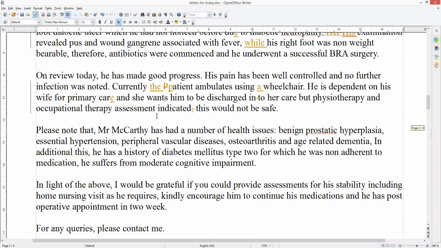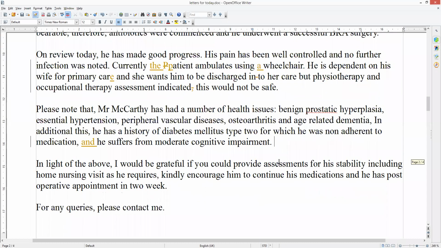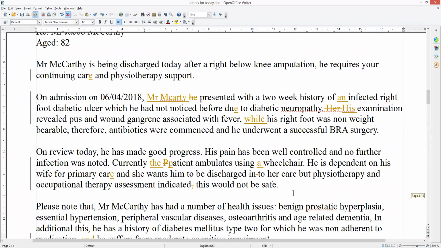Please note that Mr. McCarthy has had a number of health issues, non-adherent to medication, and also he suffers from moderate cognitive impairment. Okay, that's good. In light of the above, I would be grateful if you provide assessments. His stability, is he required medication, and he has a post-operative point into it. Okay, you know, not too bad. Not too bad. There's nothing that I don't need.